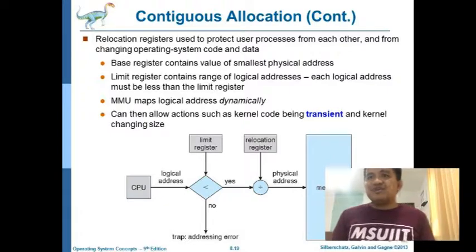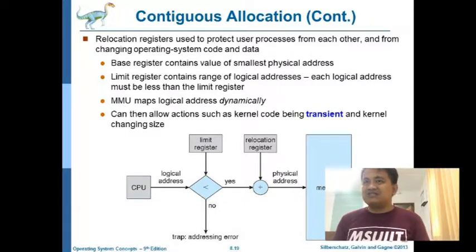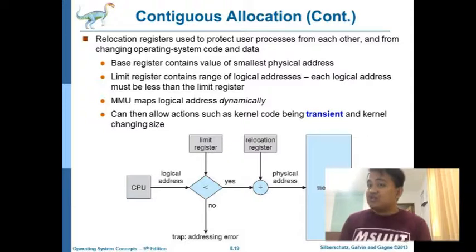The limit register contains a range of logical addresses. Each logical address must be less than the limit address, and then of course the MMU maps this logical address dynamically in order to produce a physical address. This then allows actions such as kernel code being transient and kernel code changing size.